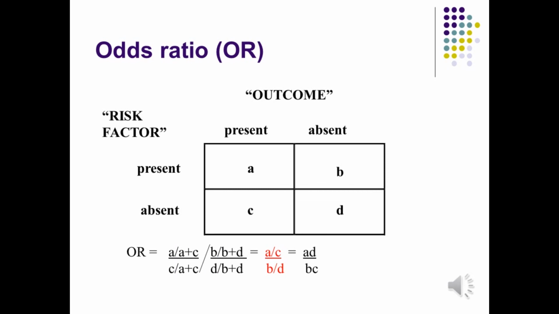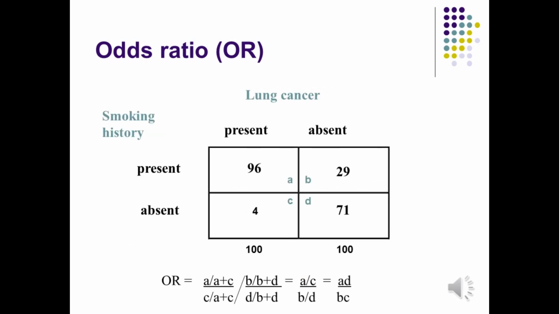That leaves you with a simpler formula, A over C divided by B over D, which can be converted algebraically to AD over BC. That makes it easier to calculate. In our example, lung cancer and smoking history, you can use these numbers. I totally made these up just to illustrate the point, but you can calculate the odds ratio by multiplying A times D divided by B times C. In this case, that would give you an odds ratio of 58.8.